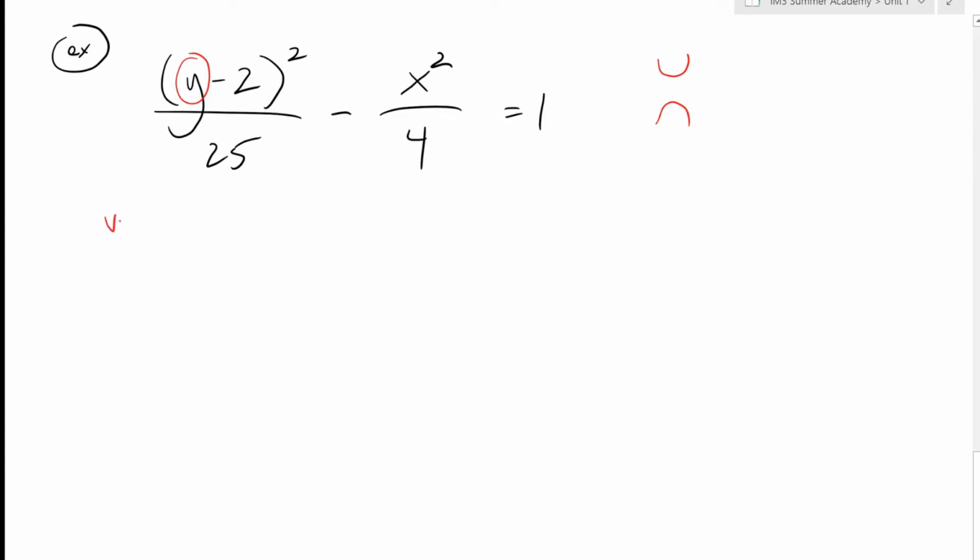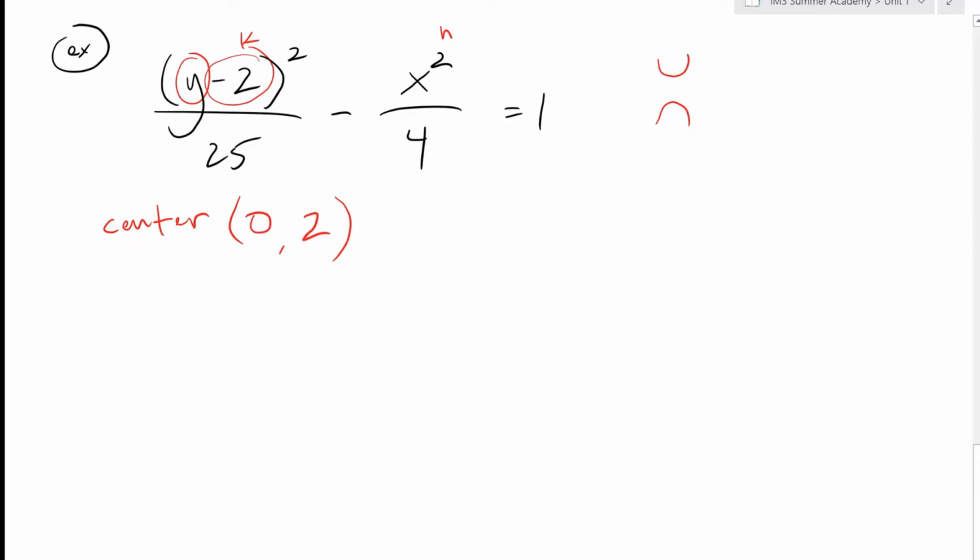The vertex, or I guess we can call it the center, is made up of (h, k). But we got to be careful. H is the one connected to x. K is connected to y. So this is the k. The h is somewhere over here. So k, positive 2, gets written second. H, there's no number connected to the x, so that's going to be a 0.